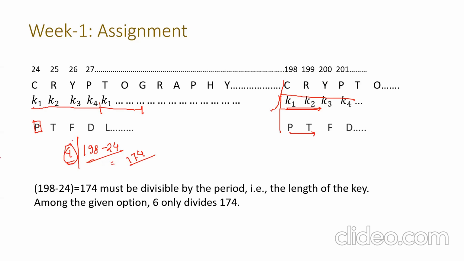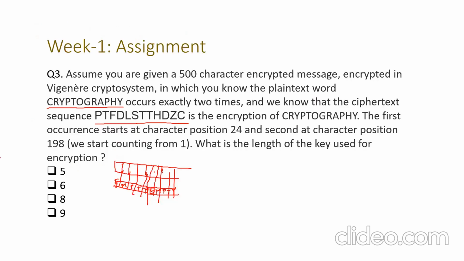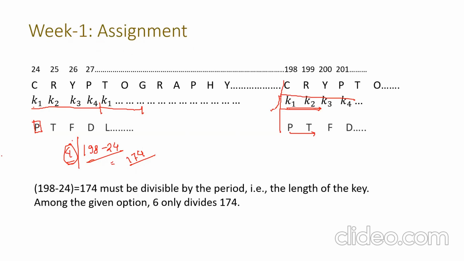So whatever options you have been given in the question, 5, 6, 8, 9, you have to check whether 5 divides 174. No. Does 6 divide 174? Yes, right? 6 divides 174. So 6 is the correct key length. You can check with 8 and 9 also. So 8 does not divide 174, neither does 9. So 6 is the correct answer, because if the key length is 6, then only it will have been like this.